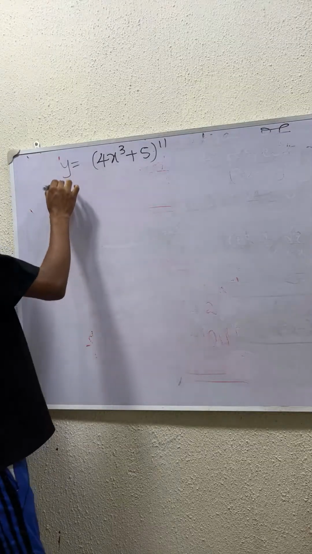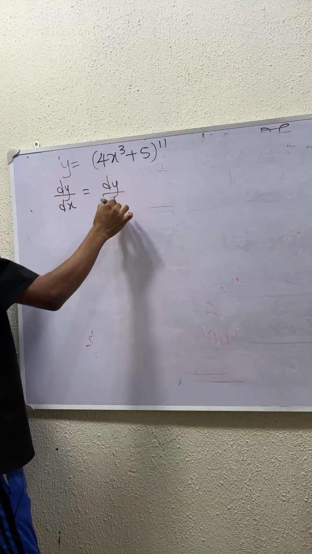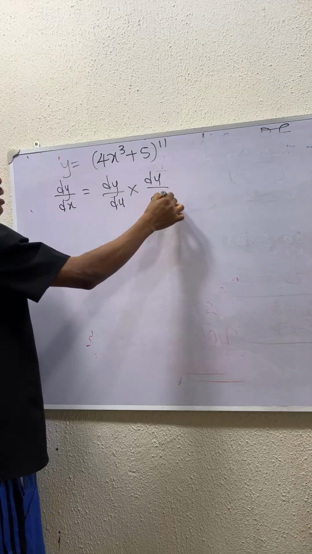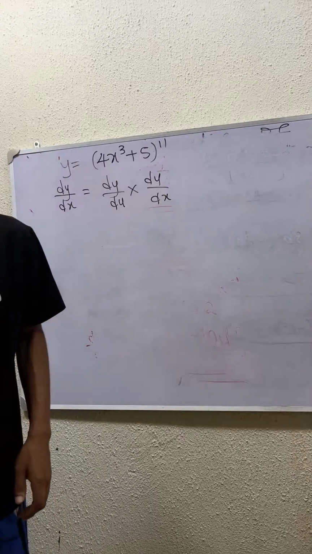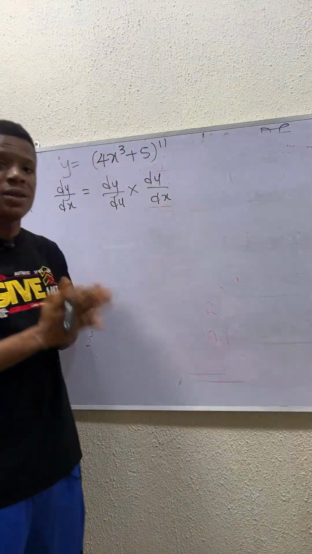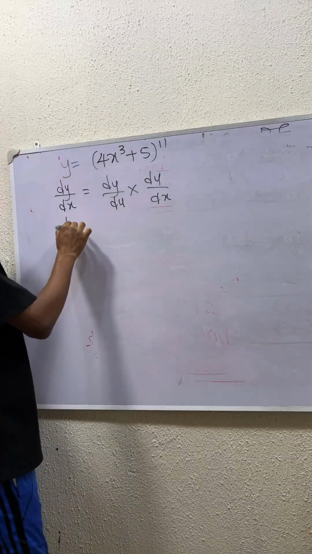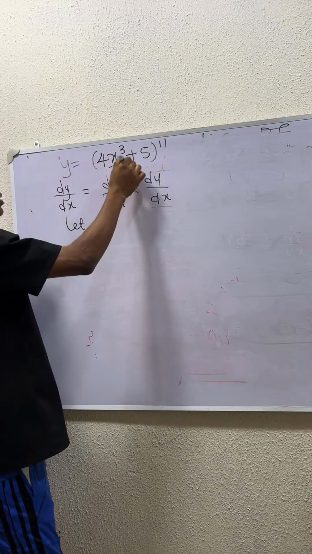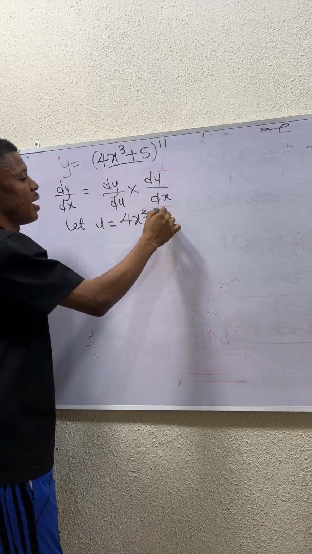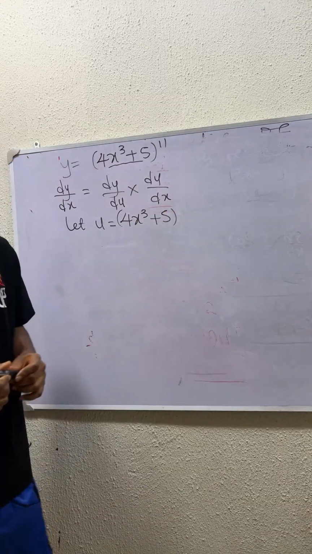Remember, differentiating y with respect to x in a chain rule involves differentiating y with respect to u times differentiating u with respect to x. This is the general formula for such differentiation. First thing you have to do is to label your u. So we can say let u be equal to all the terms in the box, which is 4x cubed plus 5. No, just 4x cubed plus 5, no raised to power 11.